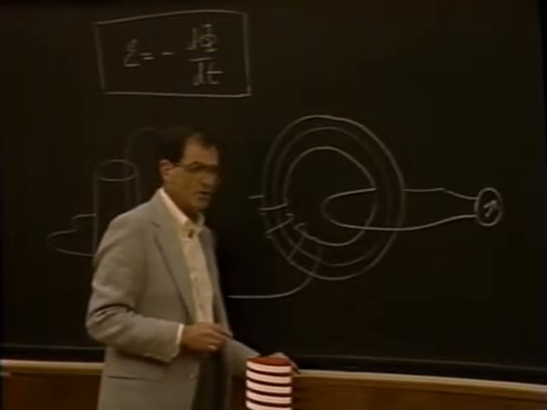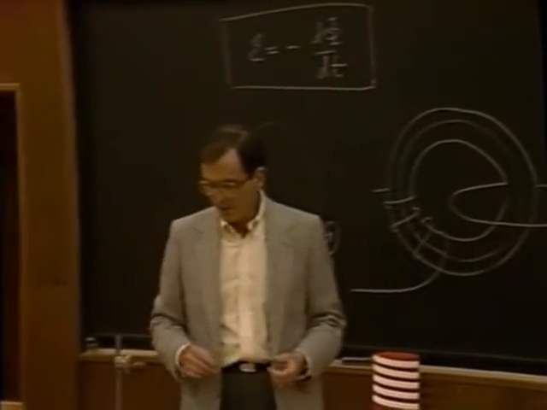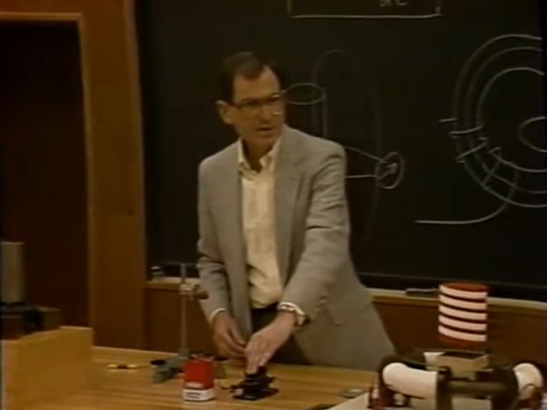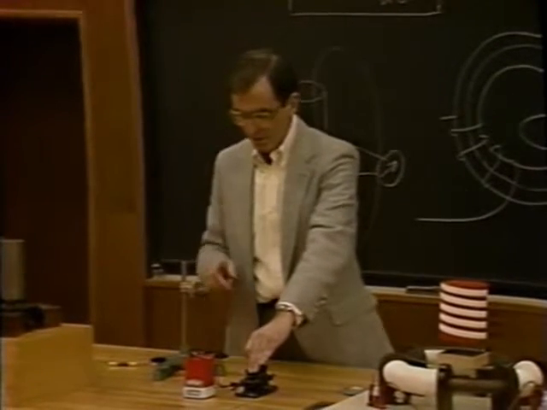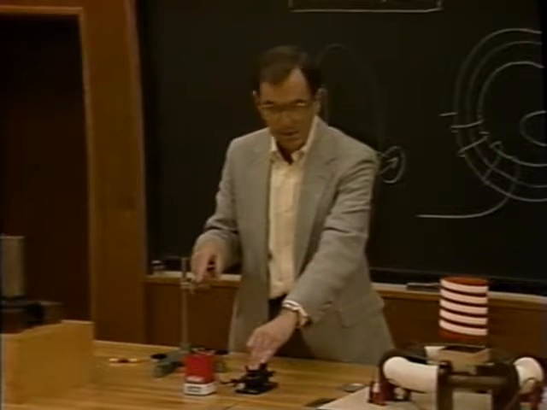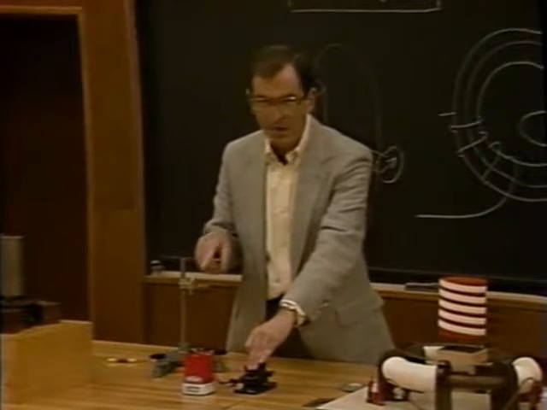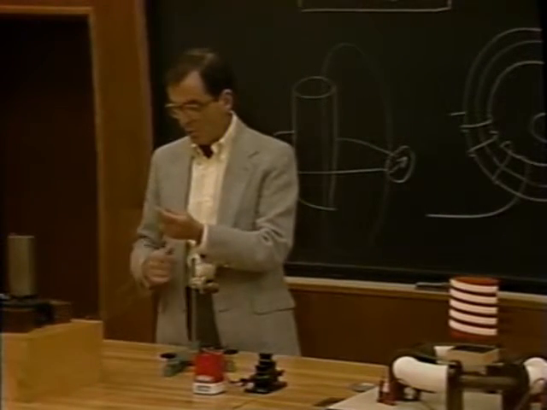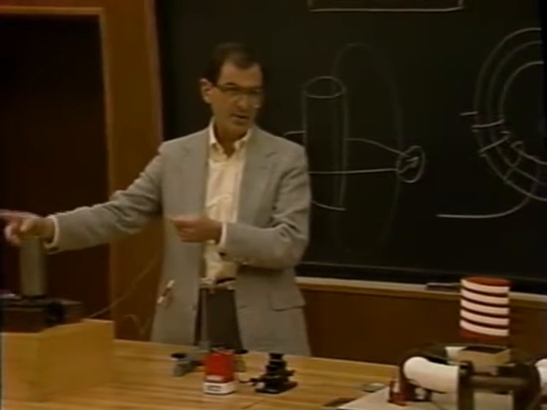That's what I would like to show you. I have here a toroid. I can turn the toroid on by means of this switch here, and when I turn it on, there'll be magnetic flux inside, but there won't be any magnetic field at all outside. And I can show you that because I still have my loop of wire here connected to the galvanometer.